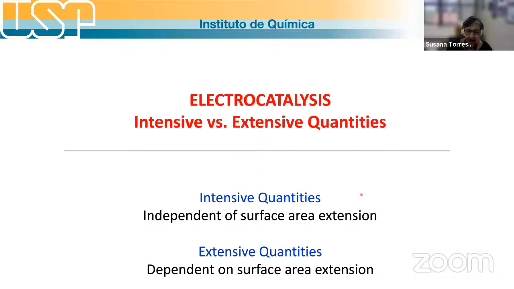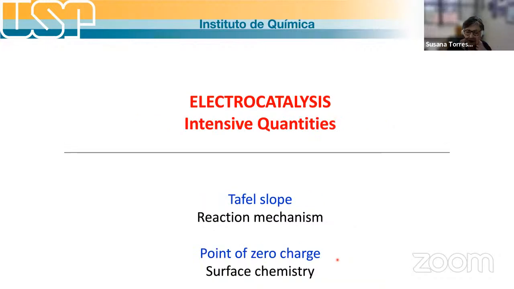So we have intensive quantities, independent of surface area extension, and extensive quantities, which are dependent on surface area extension. Among intensive quantities, for example, we have the Tafel slope and the point of zero charge. Theoretically, these things do not depend on the area of the electrode. For example, the Tafel slope is related to the reaction mechanism. So if we have a change in the Tafel slope, it means that we have changed the mechanism, and it can happen, for example, by changing the potential, if you are at a very low potential or a very high potential. And the point of zero charge is related with surface chemistry.